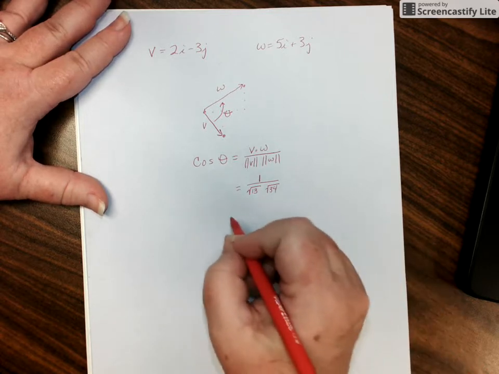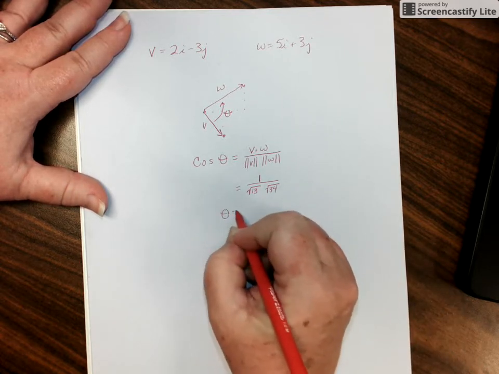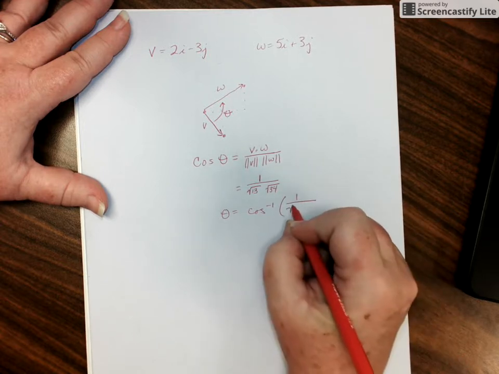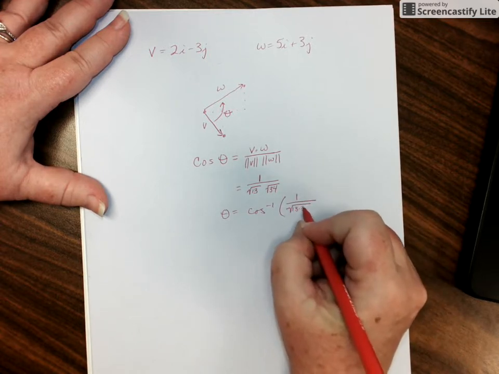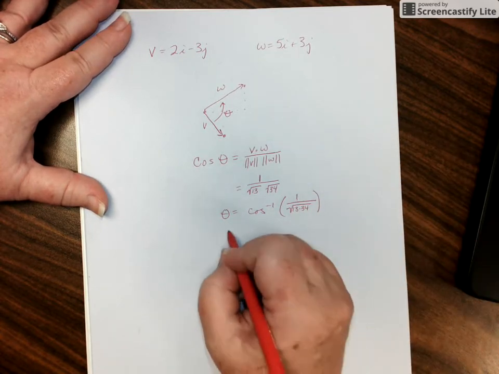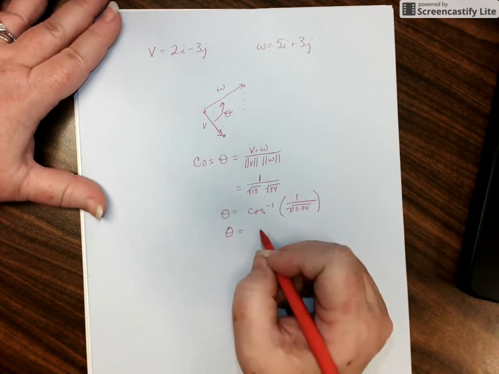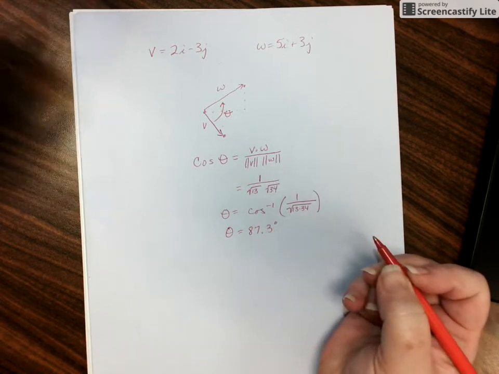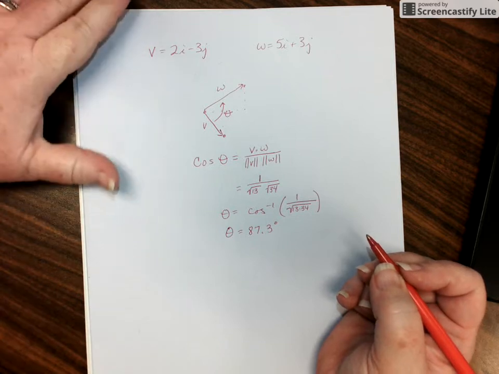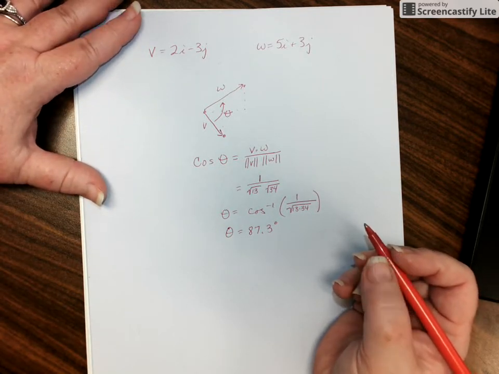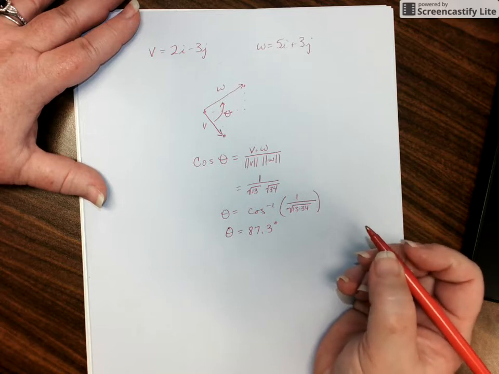So by plugging into the calculator, theta is equal to the inverse cosine of 1 over the square root of 13 times 34, we can find that the angle between vector v and w is 87.3 degrees. When we're writing answers in degrees, let's use 1 decimal place. When we're writing answers as numbers, let's use 2 or more.